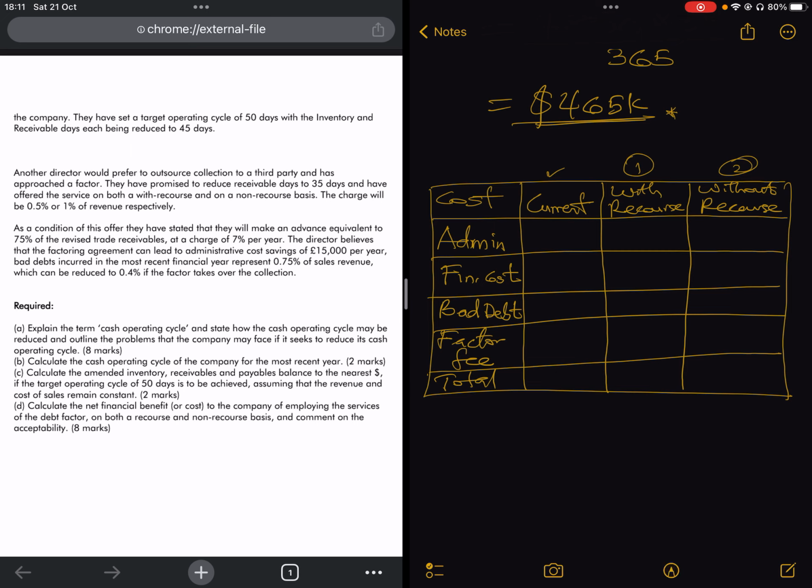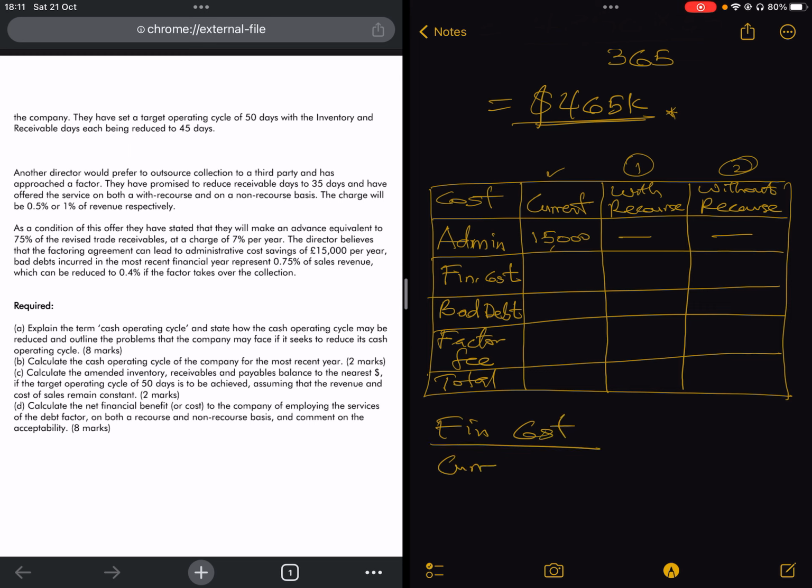Right. So this question has already told us that there will be 15,000 administrative savings. So which means currently we are incurring 15,000 costs. And if you do factoring, this goes to zero. We are not going to incur anything again. There will be savings on that. Currently, how much is our finance cost? Remember I told you finance cost. So let's do calculation separately. So for finance cost, let's do calculation.